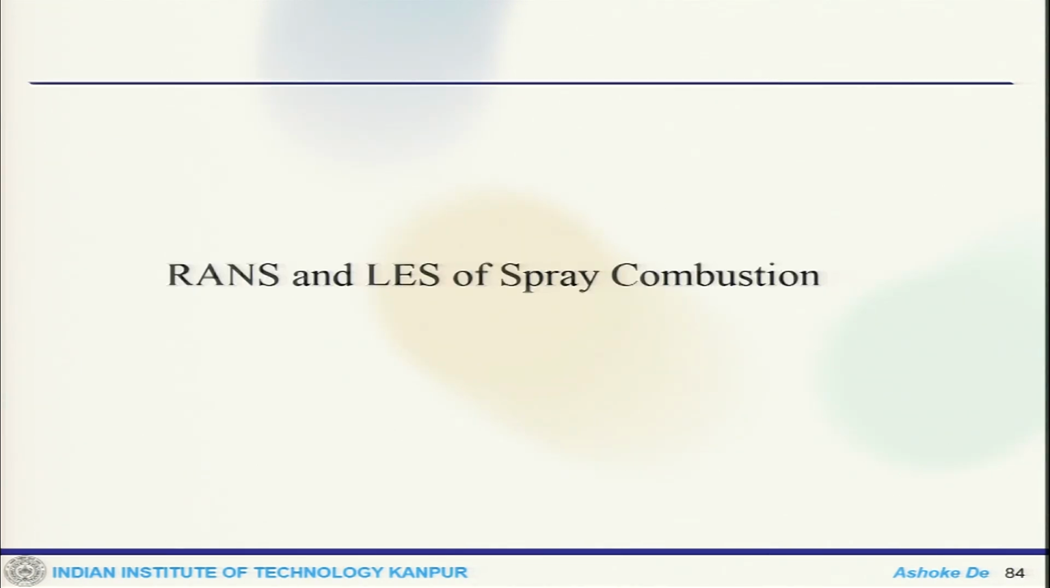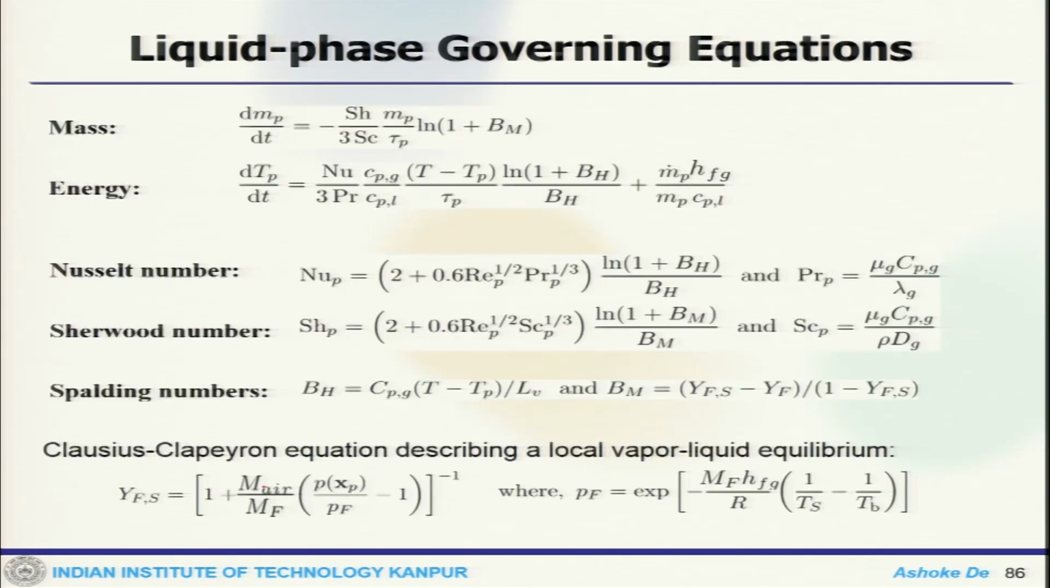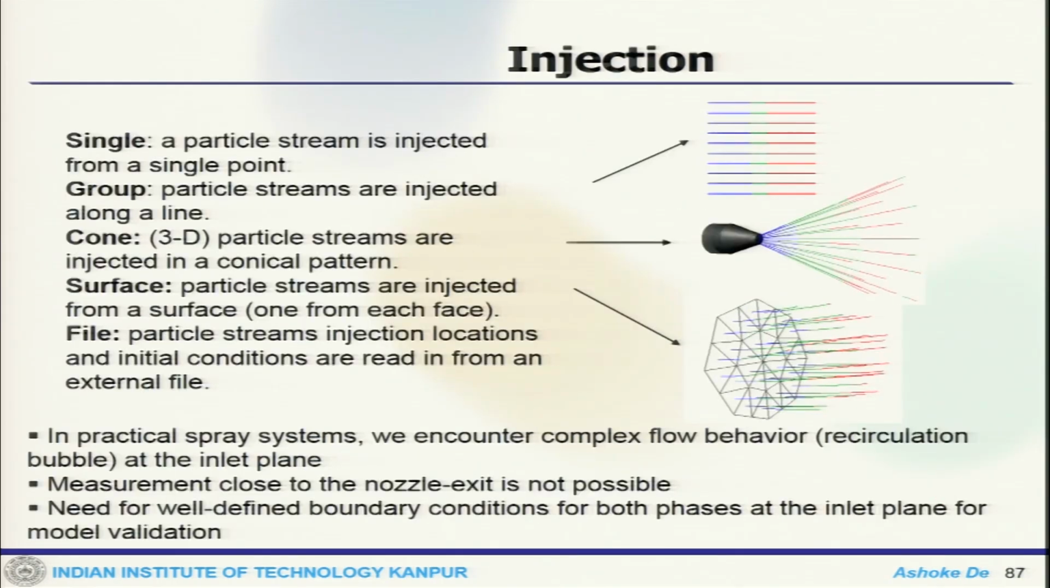Now, we can quickly go through the RANS and LES of spray combustion, what is available or what people have been doing. This is the particle approach, their locations and their velocity, how it is estimated. So, this is UP, then you can get the drag coefficient like this, and this is the droplet Reynolds number. Now, we have mass balance, energy balance, Nusselt number calculation, Sherwood number, Spalding numbers and the Clausius-Clapeyron equation for vapor liquid equilibrium. So, these are the important equations, and then there could be single or group injection, how the particles are injected; there could be cone injection or surface injection.